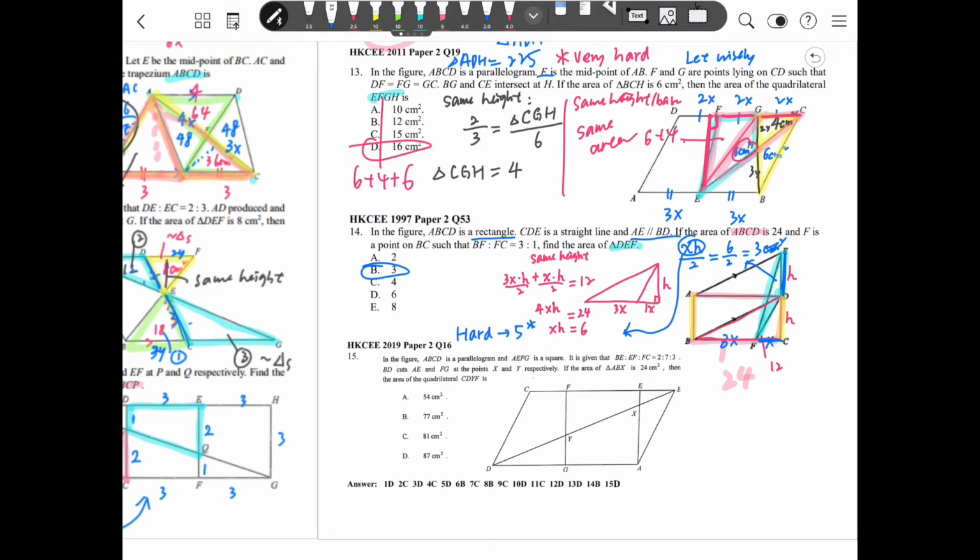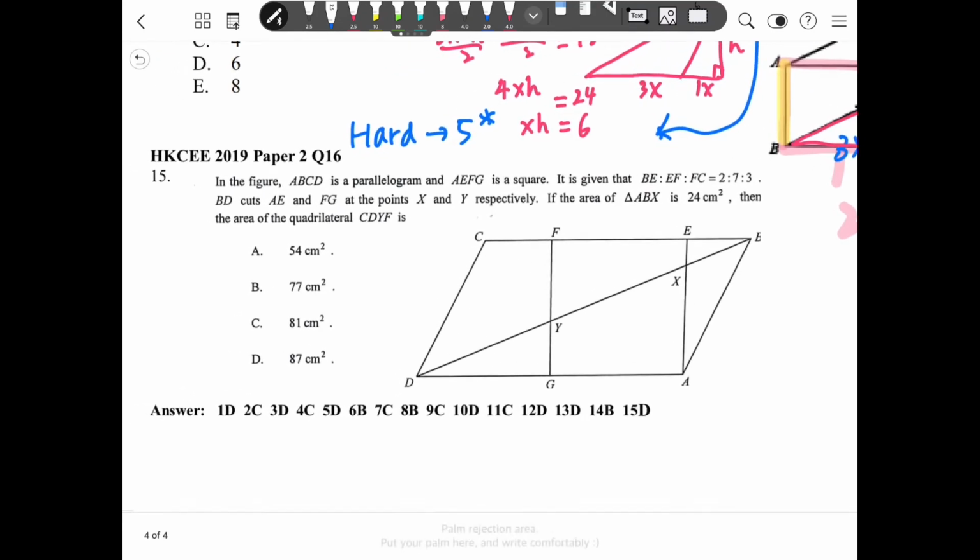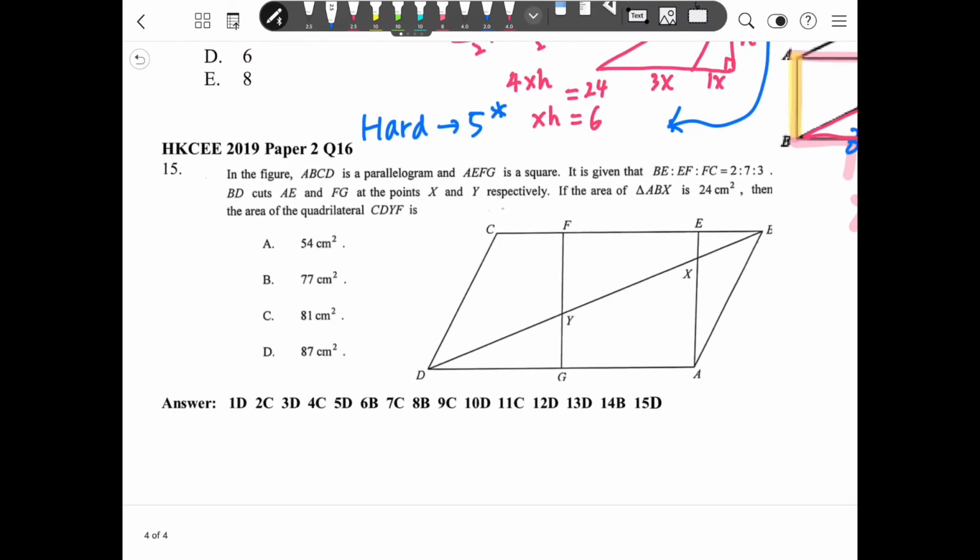Oh, they don't have a unit. Okay, question number 15, our biggest monster for the final difficult question. In this question, it is a square, and we know the ratio 2 to 7 to 3. So let's write them down: 2, 7, and also 3.